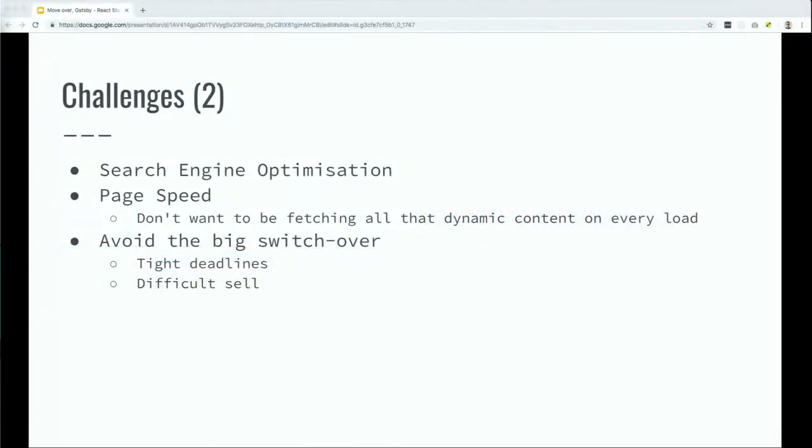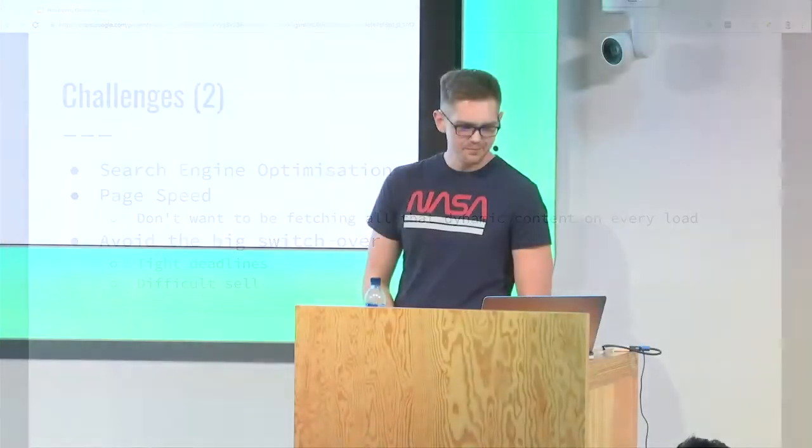We also knew that we wanted to have a good search engine optimization story. Google is the only one that basically handles client-side web applications. And we wanted to have some sort of static rendering where all the content is available to all the other disenfranchised robots. And we also wanted to improve our page speed. As I mentioned, the old legacy website was just not cutting it anymore. We didn't want to be fetching all of that dynamic content on every load, since that usually takes a lot of time. But we had all these, and it's difficult.